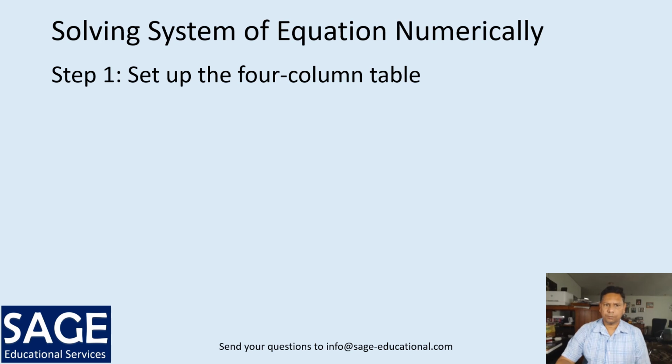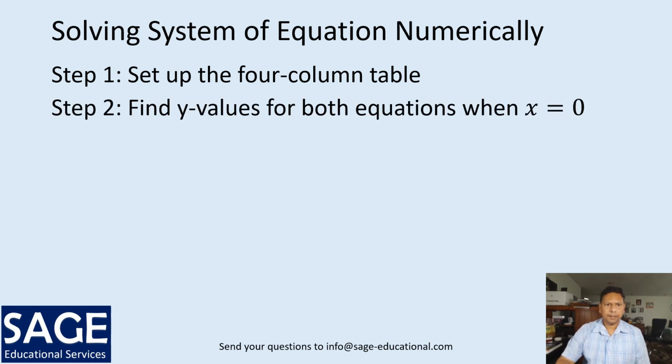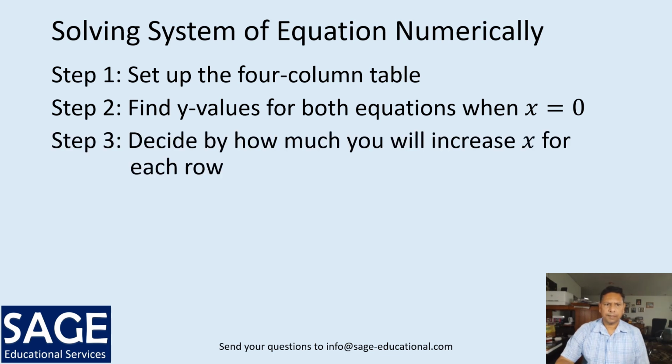So first step would be to set up the 4-column table. The second step is find y values for both equations when x is equal to 0. Step 3 is decide by how much you will increase x for each row. So if you find in the first row that the difference in the y values is large, then you can make relatively larger jumps. You could count up by 5s or 10s depending on how big that interval is. However, if you find that the difference between the two values is small, then you can increase by 1 or 2. So you decide by how much you will increase x for each row.